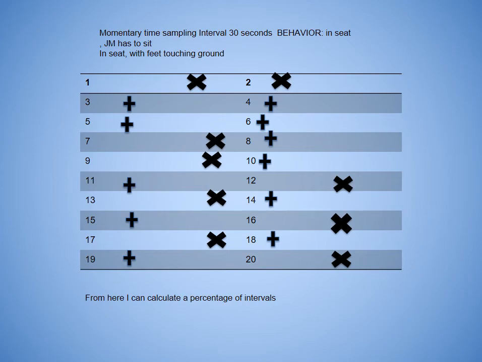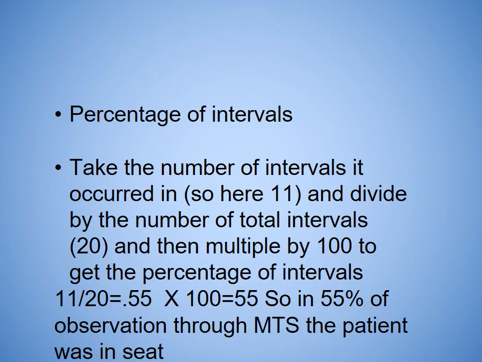We can do the same thing and calculate a percentage of intervals. Here, there were 11 times he was in his seat when the teacher or observer looked up. We take that 11, divide by 20, which gets us 0.55, multiply that by 100, gets us 55. So we can say through MTS, or momentary time sampling, he was in his seat 55% of the observation.